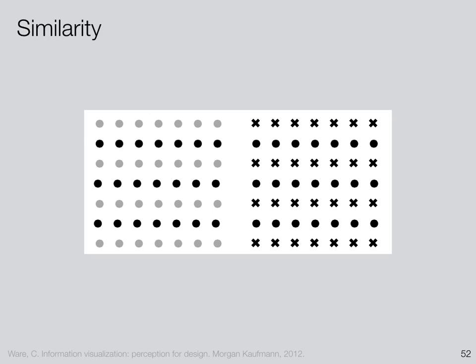We also see a similar effect through similarity. So here the similarity between the elements in these alternate rows causes the impression of distinct rows to dominate, in both cases actually.